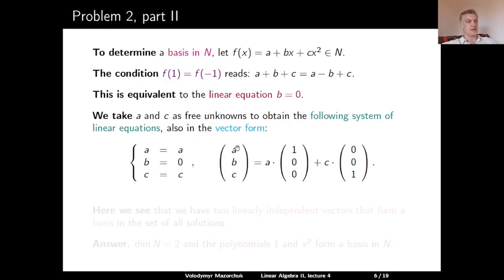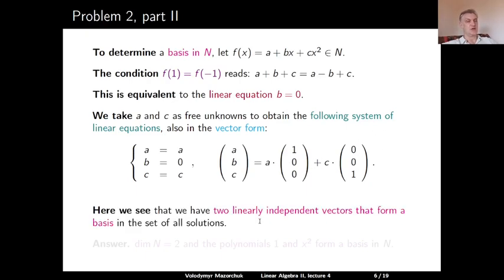And in the vector form, we get that the vector (a, b, c) is equal to a times (1, 0, 0) plus c times (0, 0, 1). So in particular, we have two linearly independent solutions, and so the dimension of our vector space is 2. And as a basis, we can take the polynomials which correspond to our two linearly independent solutions. So the first solution (1, 0, 0) corresponds to the polynomial 1, the constant polynomial, and the second solution (0, 0, 1) corresponds to the polynomial x squared. So the polynomials 1 and x squared form a basis in N, and the dimension of N is 2.